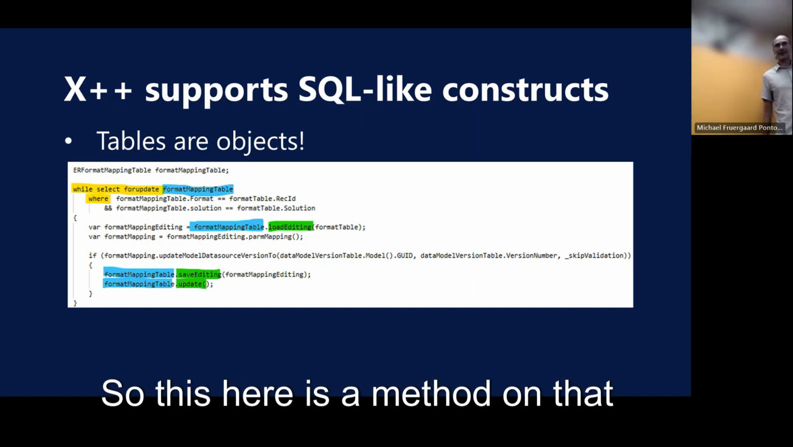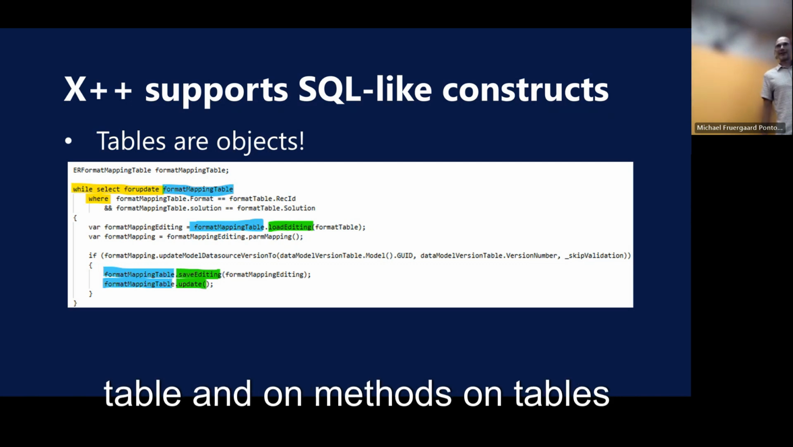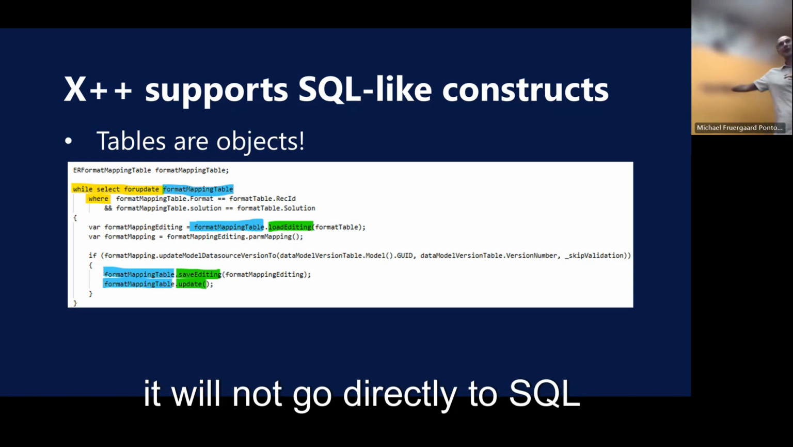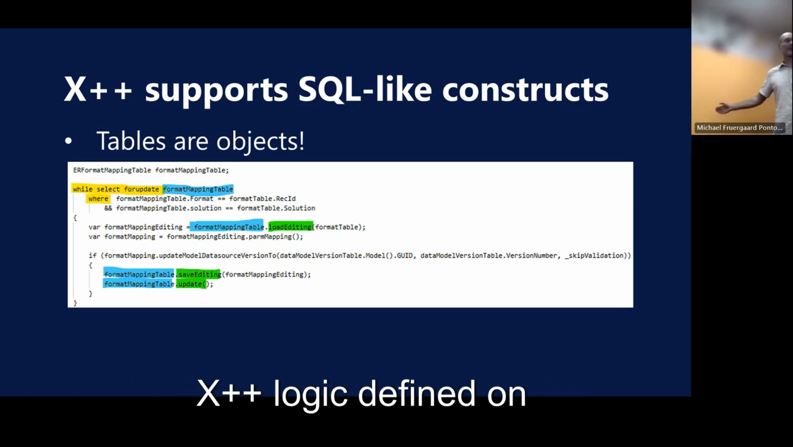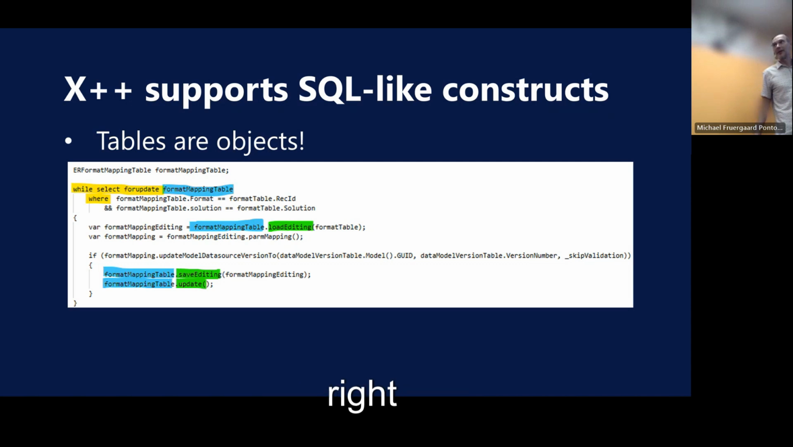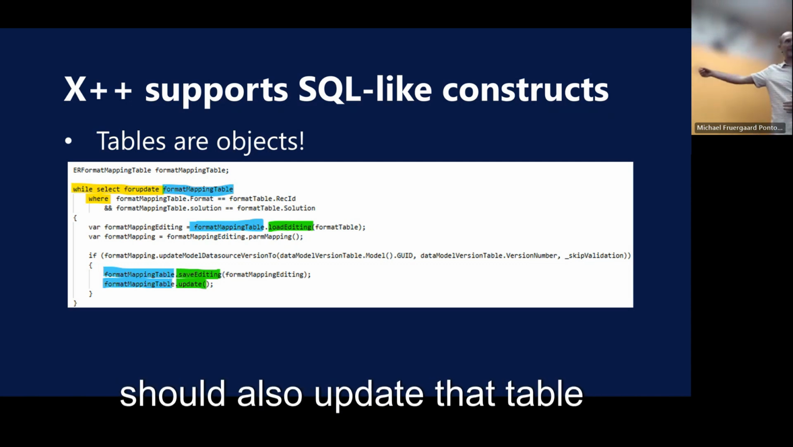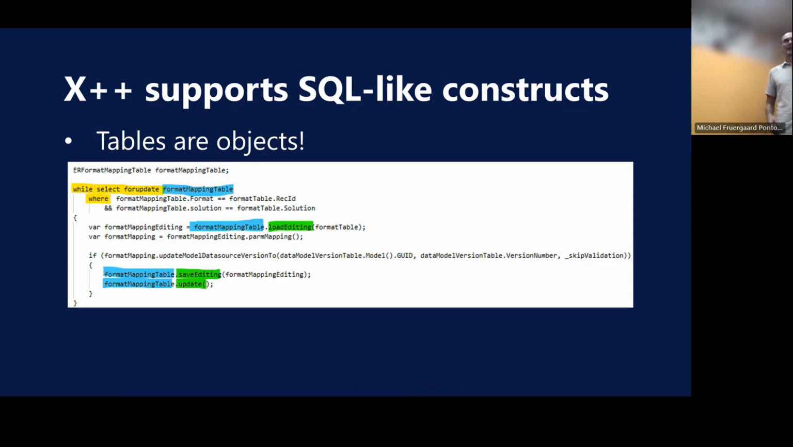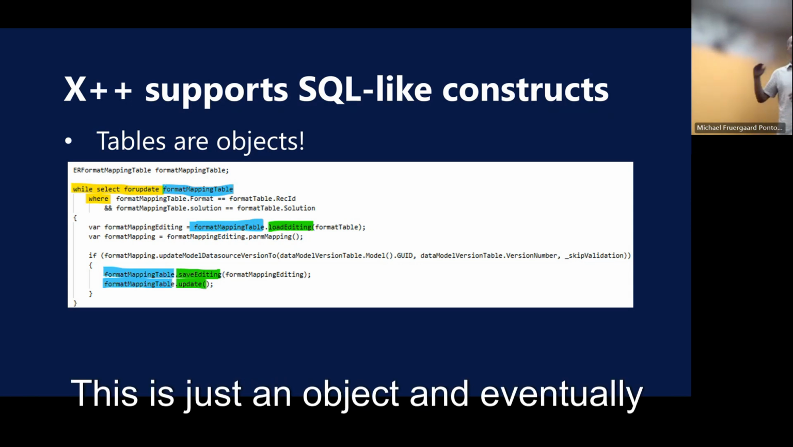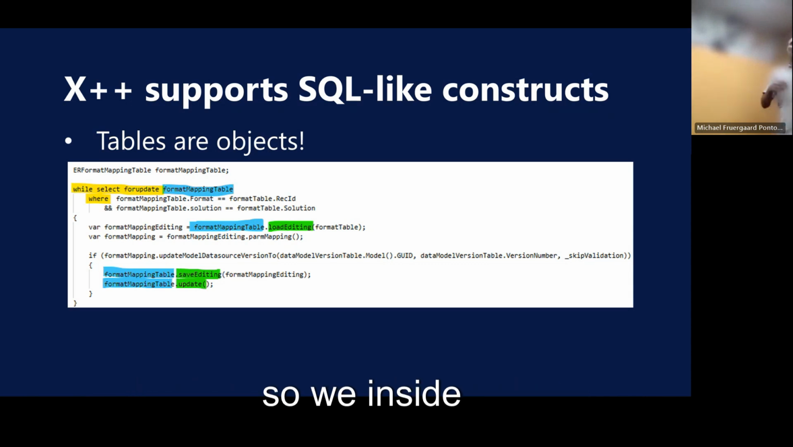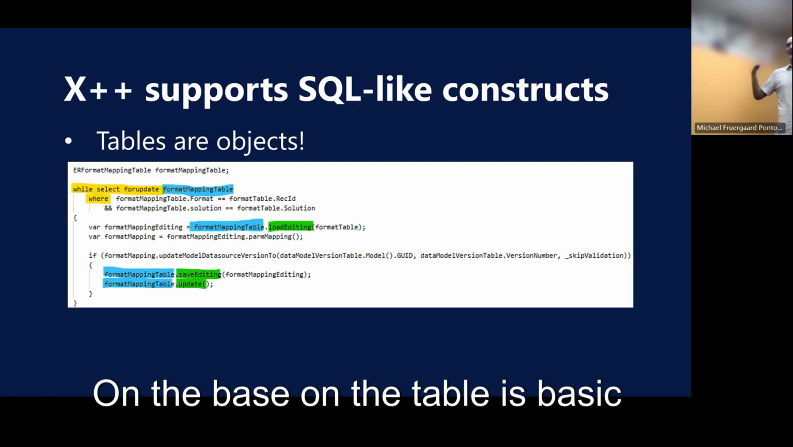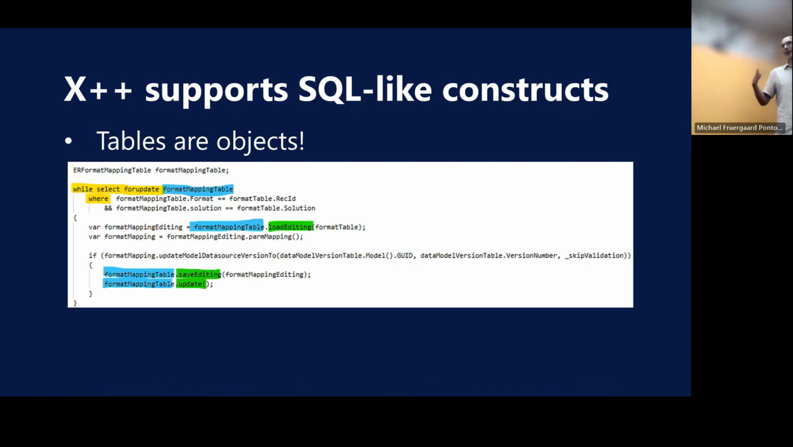This here is a method on that table, and on table methods you can add more logic. So if you debug through here and step into the update, it will not go directly to SQL first. It will actually run some other X++ logic defined on this table, if that is there. When you update this one, you could also update another table and do something else, or do some calculations, defaulting values, whatever you have. So it is just a method, it is just an object, and eventually it will end up in the database. Inside this, there will be a call to super. Super means call it on the base. The base on the table is basically go to the SQL. That's the platform data layer that will convert it into a SQL statement.